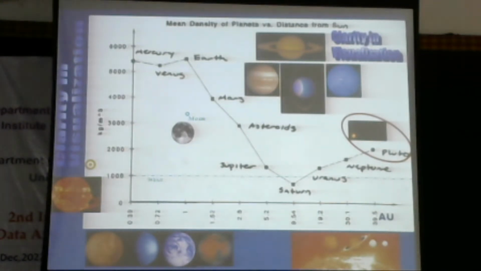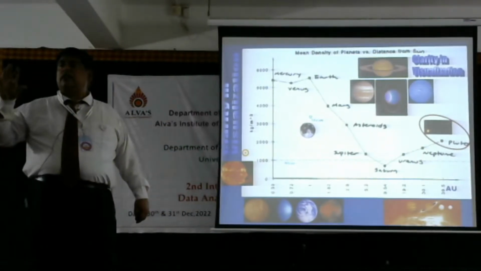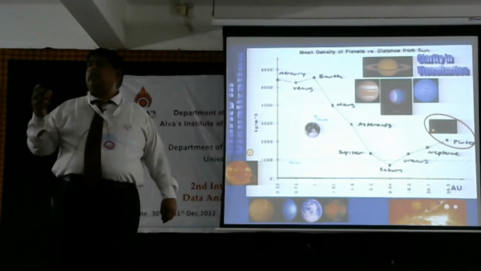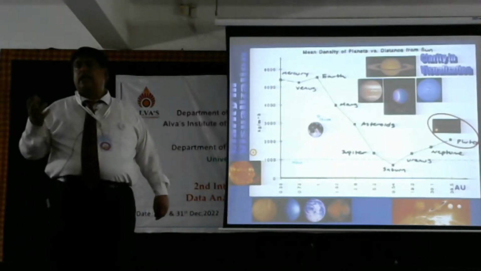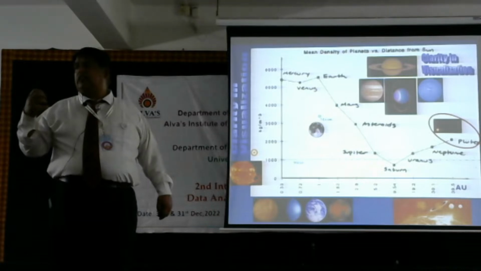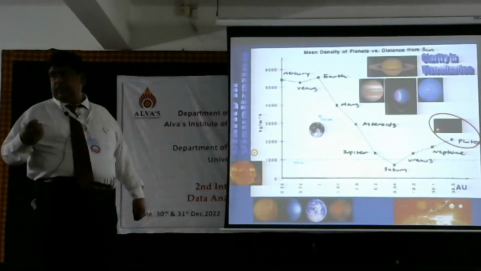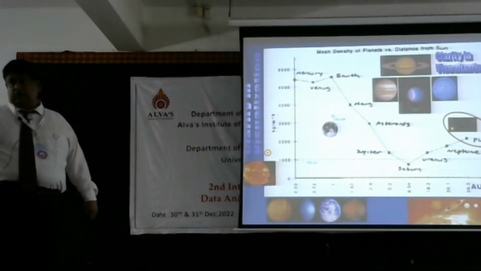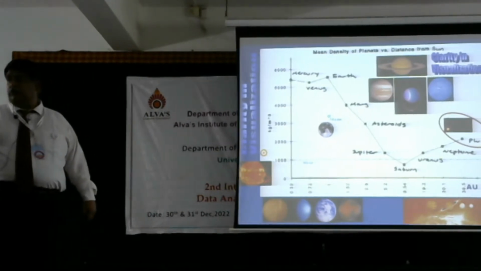Some object would have come close to the earth and chipped off a portion out of the earth, and from that chipped off portion our moon was created. So the chipped off portion certainly had less dense material, and therefore the moon is of a lower density than that of Earth. In fact, the moon doesn't have a magnetic field also.